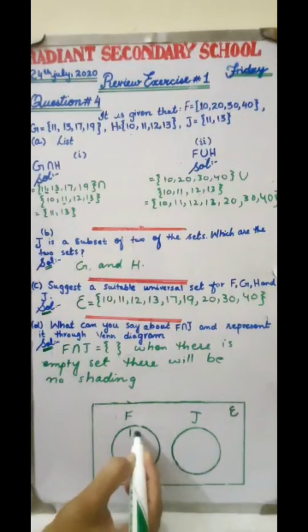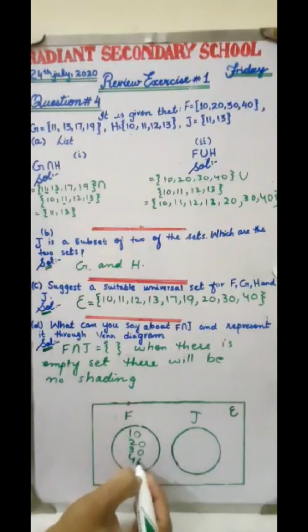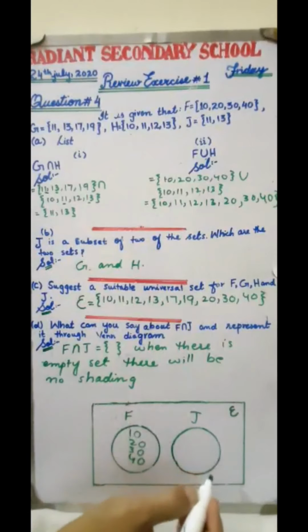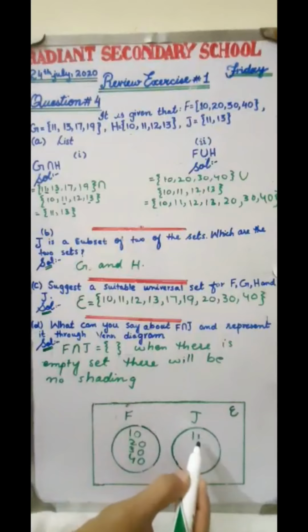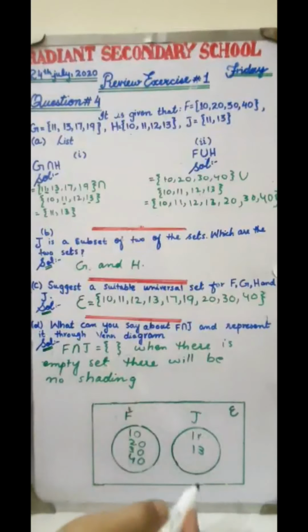And you have to write the elements 10, 20, 30 and 40. These are the elements of the F set. And for J, 11 and 13. Now at the end you have to write the operation. The operation between these two sets is F intersection J.